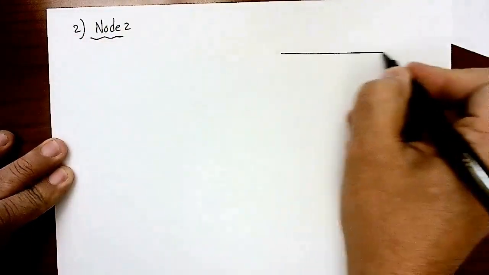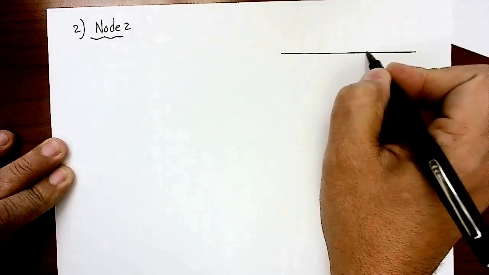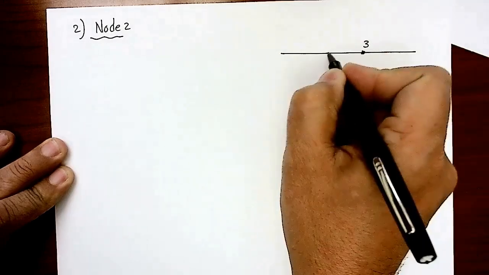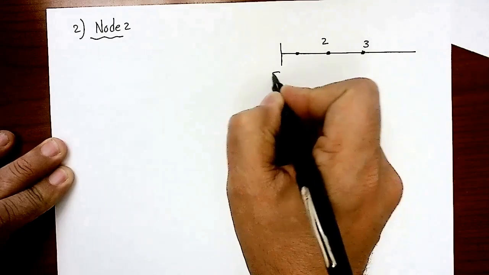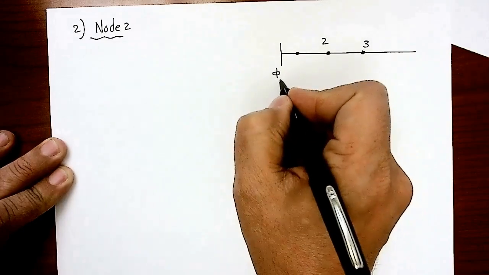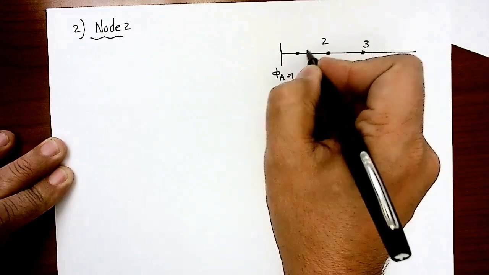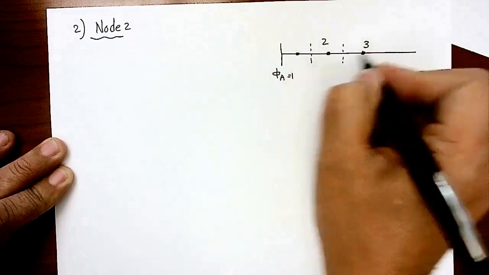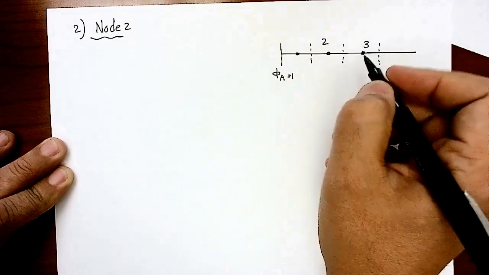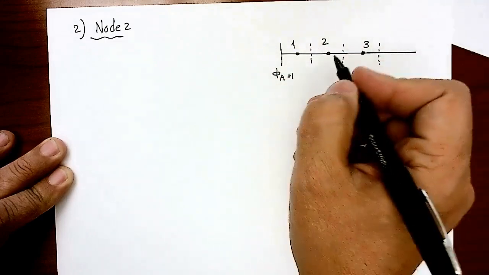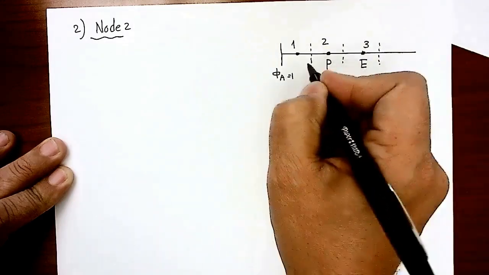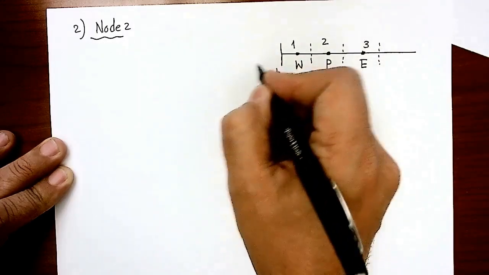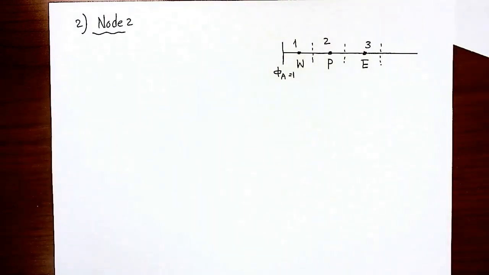So I will assume this is node 3, this is node 2, and this is node 1, and there is a boundary here. That's phi A equal 1, and this is the first cell, second cell, third cell. I'm looking for node number 2. So that's going to be P. That's going to be the east. This will be the W, but now W does not exist. It's in the air, so we cannot do anything with this. Let's see how we're going to do it.